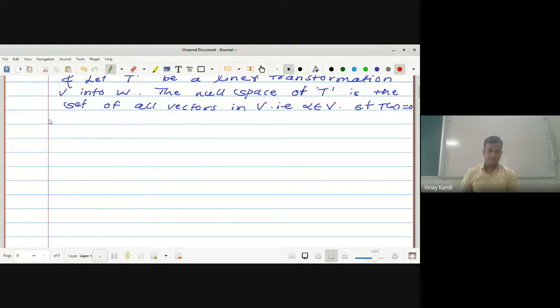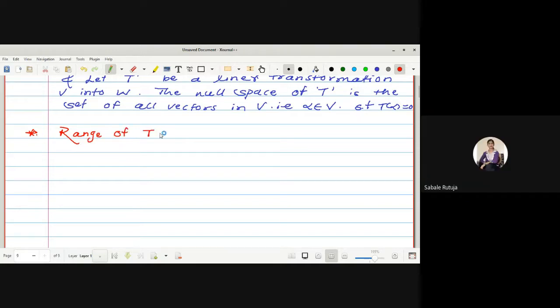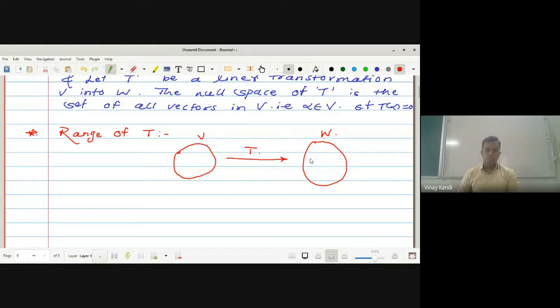Now the next definition is range or rank of T. Before going to rank of T, now tell me what is the range of T? The range is a subspace of the codomain. Yes, it is a subspace of the codomain. Suppose this is V. This one is W. And T is the linear transformation from V to W. Okay, we don't know whether this mapping is onto or not.